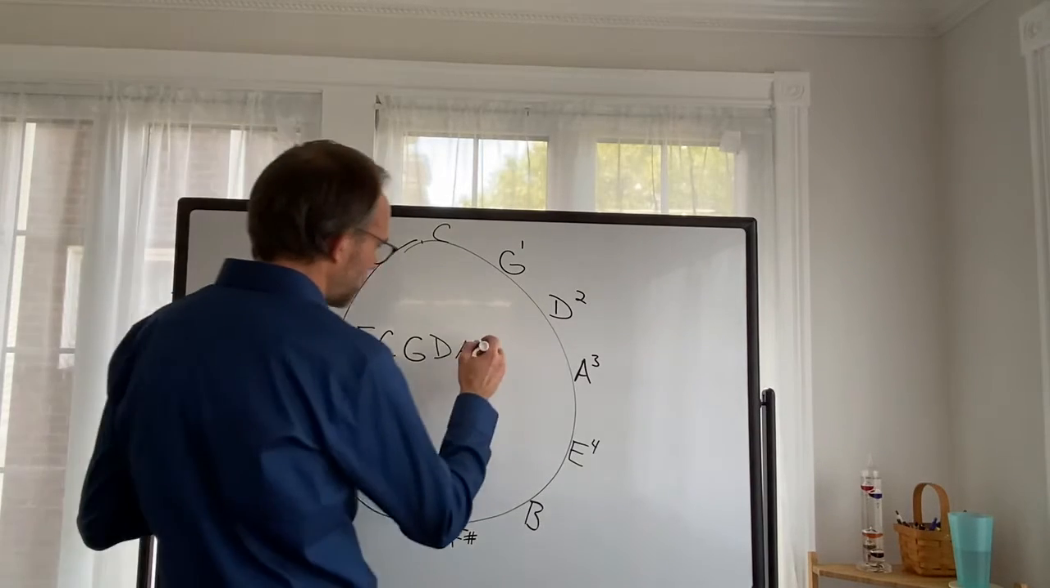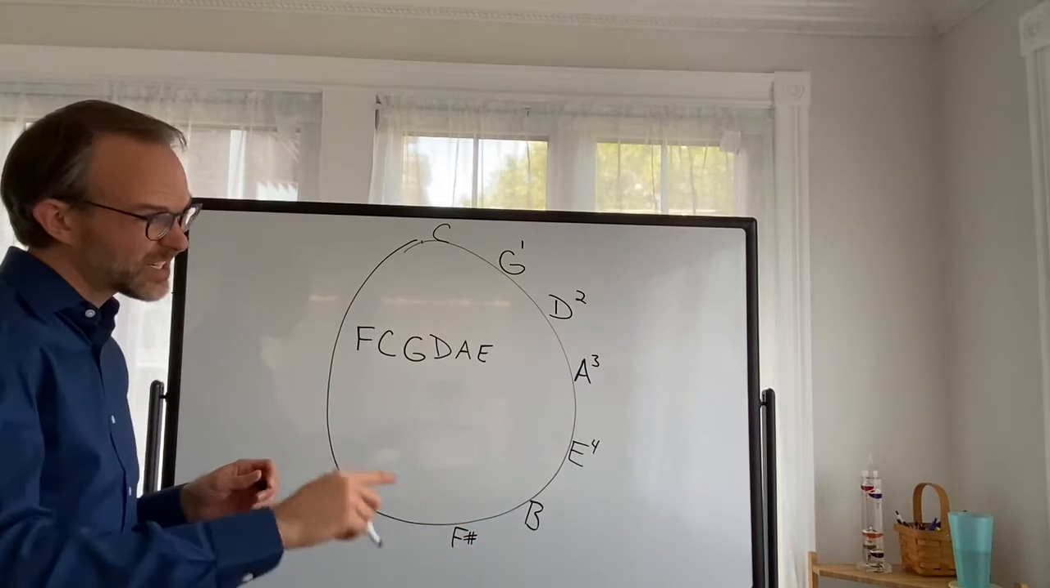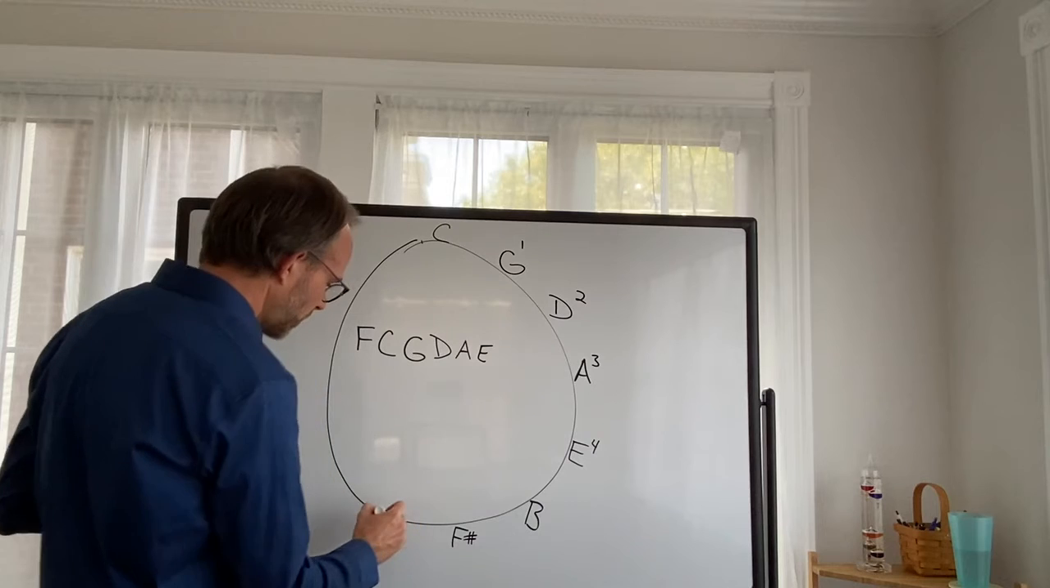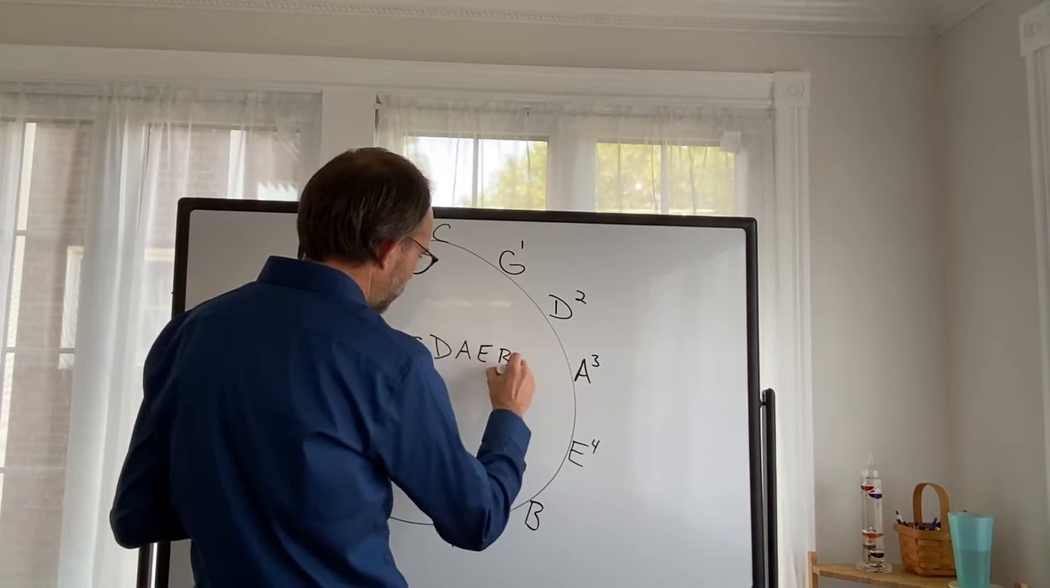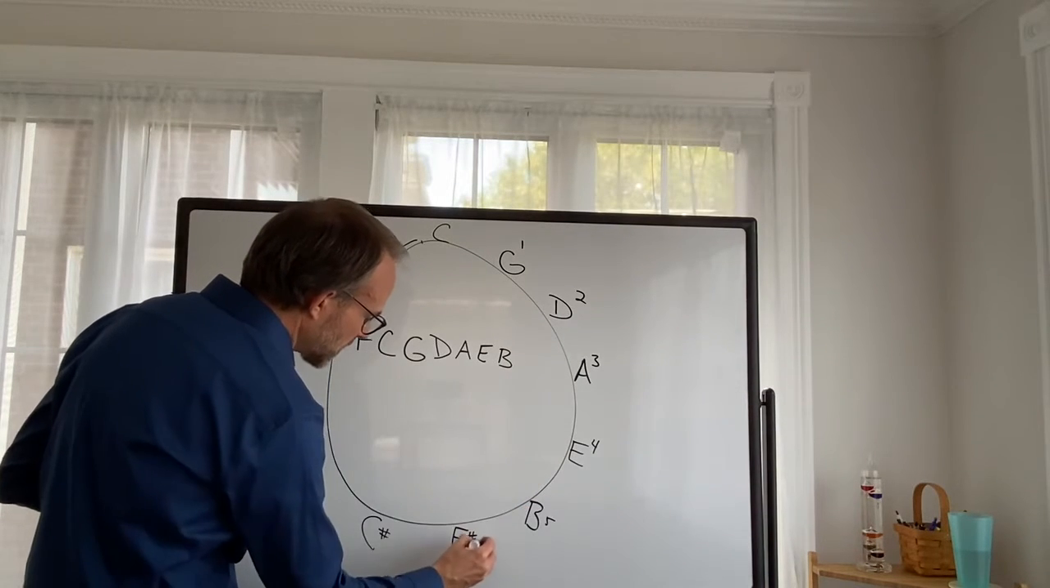It will be 6 sharps. E will have to be sharped. Remember, E sharp sounds like an F, but it's called an E sharp. And we have 7 sharps. There's the B.